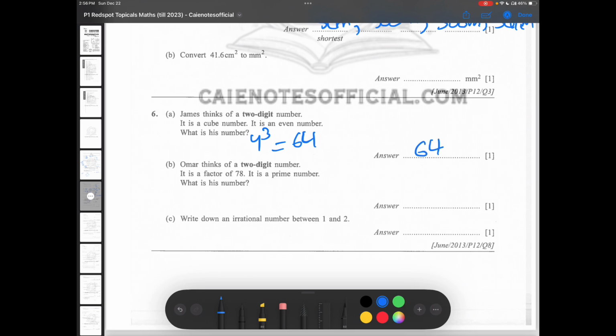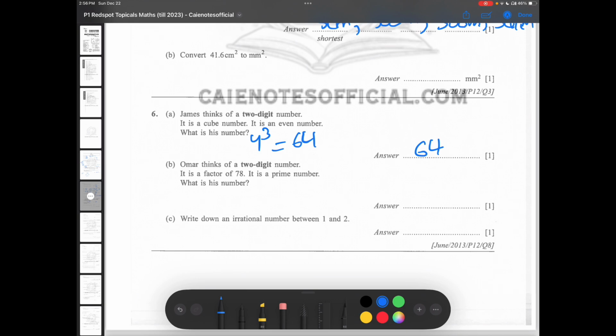Omar thinks of a two-digit number. It is a factor of 78. It is a prime number. What is his number? Okay, so Omar thinks of a two-digit number, and the two-digit number is a factor of 78 as well as a prime number. So we need to find the factors of 78 and two-digit factors.